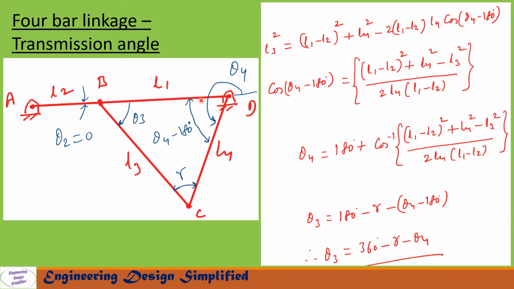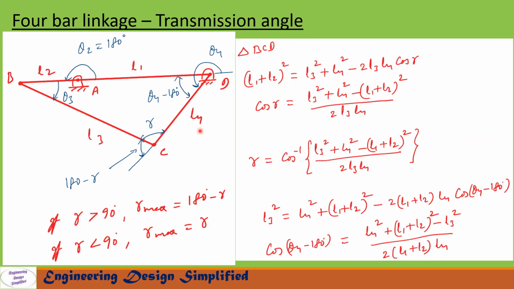So here we have found this angle theta 4 minus 180, that is theta 4 we found, and this angle is theta 4 minus 180. In this triangle, total angle is 180 degrees. So theta 3 can be written as theta 3 equal to 180 minus gamma, this angle, minus this angle, that is theta 4 minus 180. So theta 3 is 360 minus gamma minus theta 4.